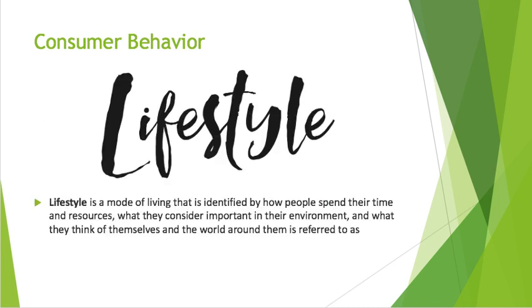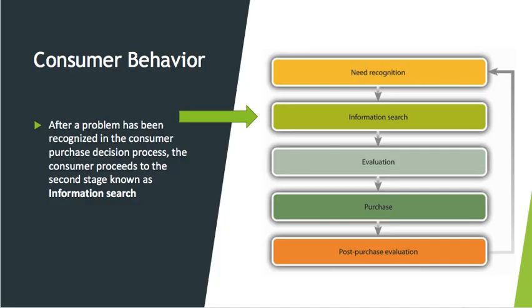Know what a lifestyle is, that it's a mode of living that's identified by how people spend their time and resources, what they consider important in their environment, and what they think of themselves and the world around them. Understand those steps of the decision buying process and be able to recognize the different stages. In this particular example, the problem has been recognized: you understand there's a problem, and you're looking to search for information in order to solve that problem.